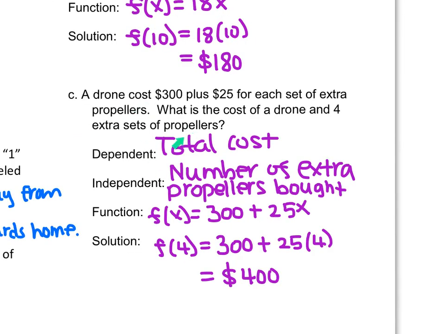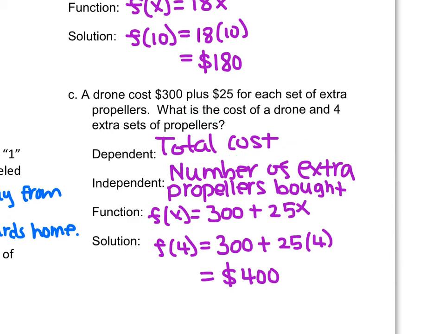On part C, you can see that here the drone costs $300 plus $25 for each set of extra propellers. So the $25 for each extra set of propellers is the one that's repeating. So that's the one that goes with your x, plus the $300 that the drone costs. That's going to be our function. So the independent variable is the x, which is the number of propellers that he bought extra. And the f of x over here, that's our dependent variable. So that's how much money was spent, or total cost.